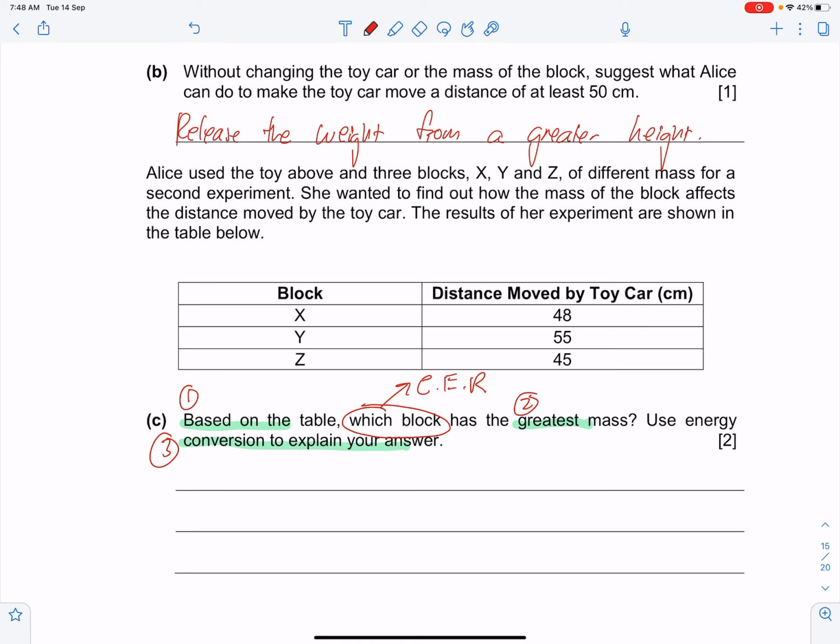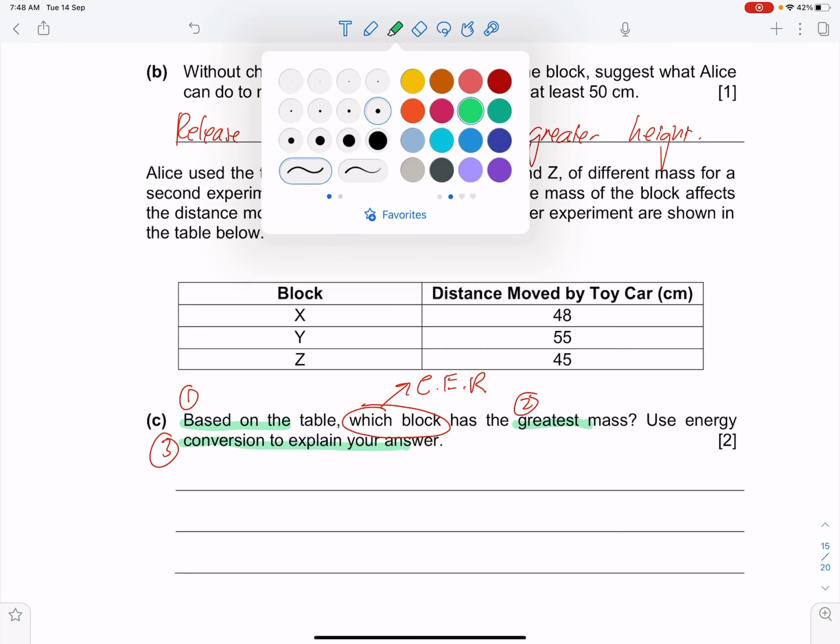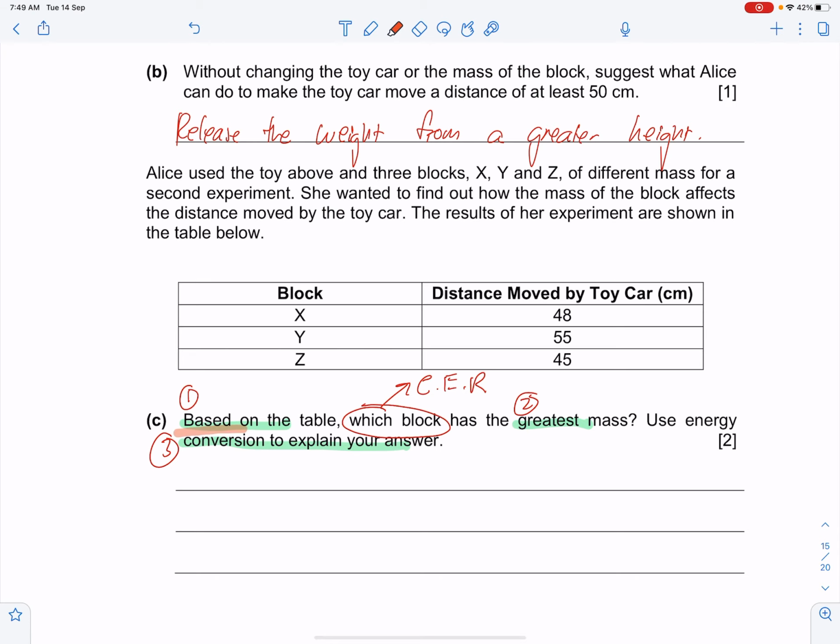I'm going to say it one more time so you understand. C is whichever one you choose, so block X, Y, or Z. E is the evidence that is based on the table. So you have to quote evidence. You have to state the results given. This is where students are unable to do so.